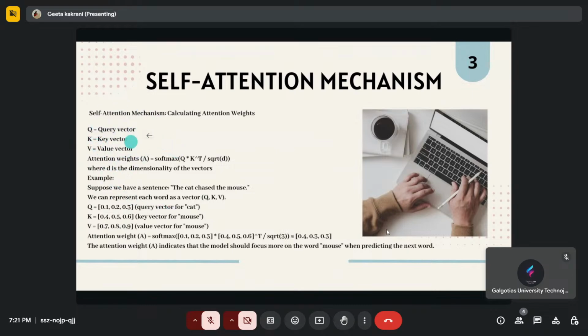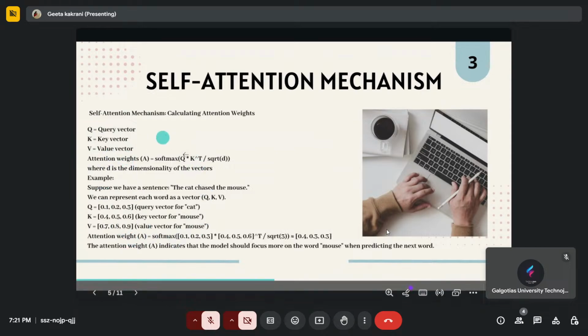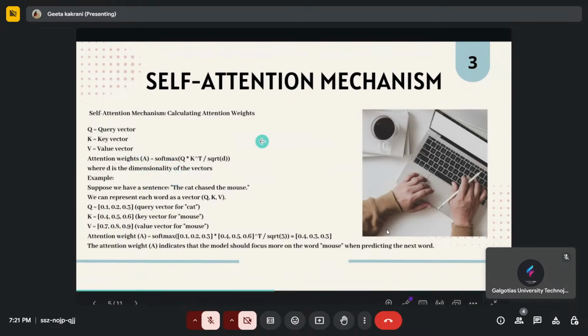So this is a mathematical formula which we can use here. After that, whenever we get the dot product, in my next slide I will explain it step by step. It is very difficult to explain everything in a very short time, but I will try to explain in a very simple and easy language.